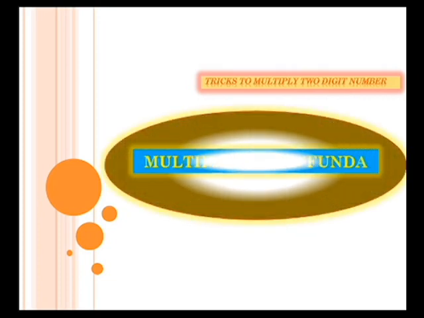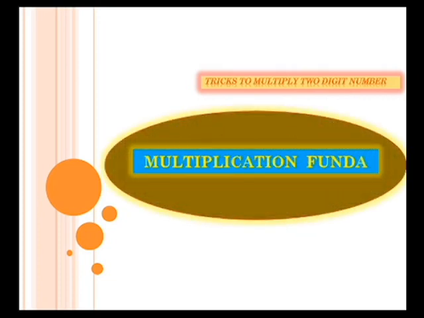Whenever you are going to solve any of these problems, you have to apply some condition. There is a multiplication condition which you have to apply. The first condition is that the 2-digit numbers must have the same digit in the 10s place, and the second condition is that the sum of the unit place digits must be 10.